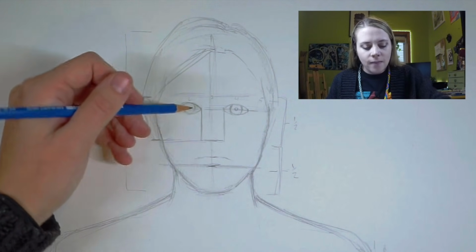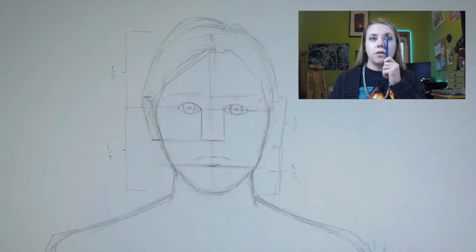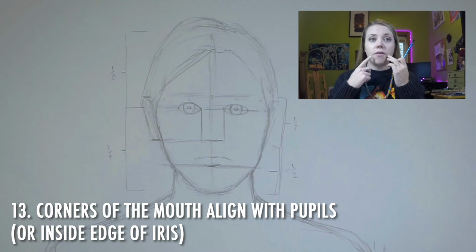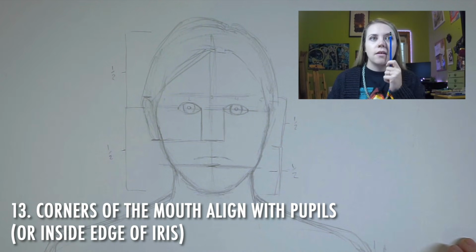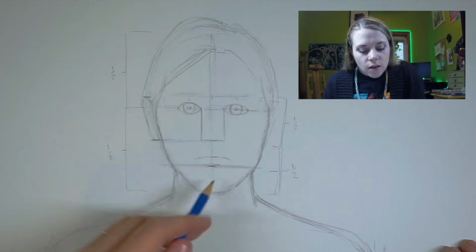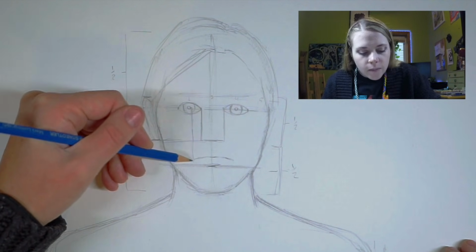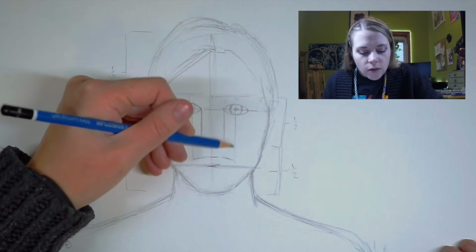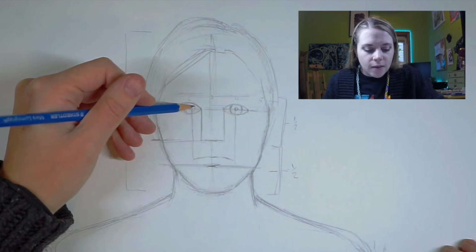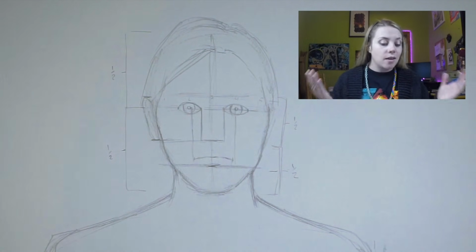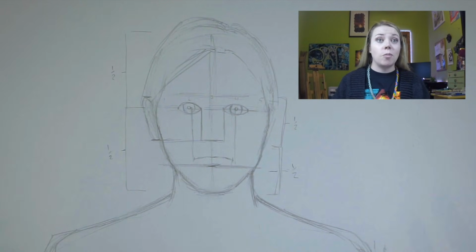But the corners of our mouth, if we were to line up with a pencil, they tend to fall roughly at the pupil. Or for me, my mouth is kind of small. It's right on the edge of the iris. So if we were to draw a line down from the pupil, that would be kind of the corners of our mouth. Like I said, my mouth is kind of small, so mine is just a little bit inside that mark. But there it is. Those are your proportions.